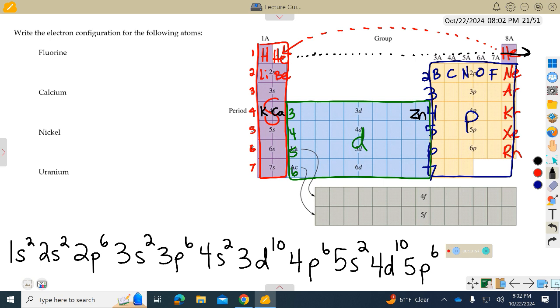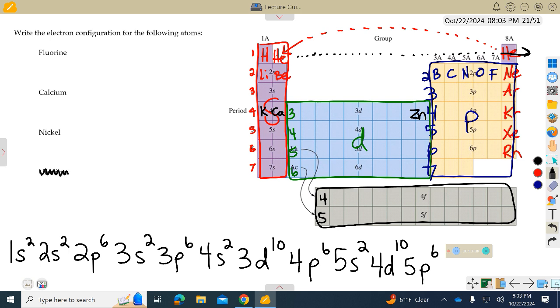S's start in the first energy level. P's start in the second. D's start in the third. Now there is an F block on the periodic table. It's these rare earth metals that are kind of pulled out to the bottom. Technically, the F's don't start till the 4th and 5th energy levels, but we're not going to have to worry about them. There's even some discrepancies in the scientific community on how these F orbitals would behave. So you're not going to be asked to write electron configurations for uranium or anything super crazy like that.